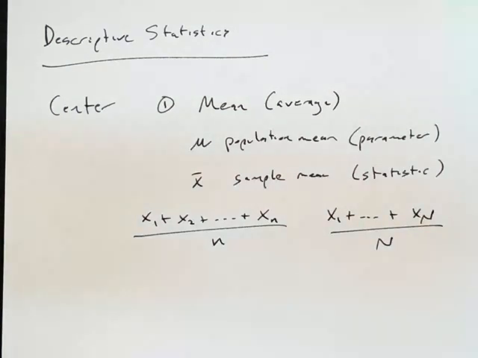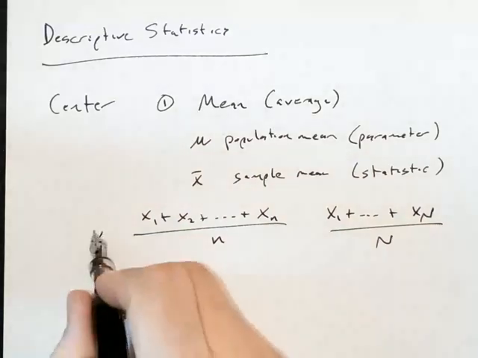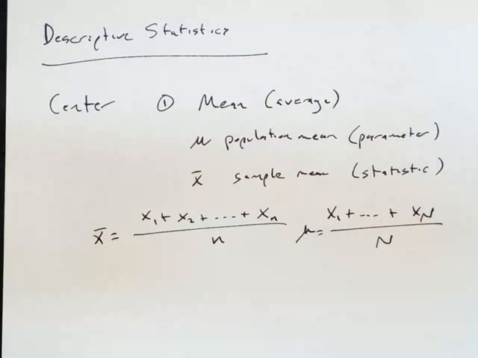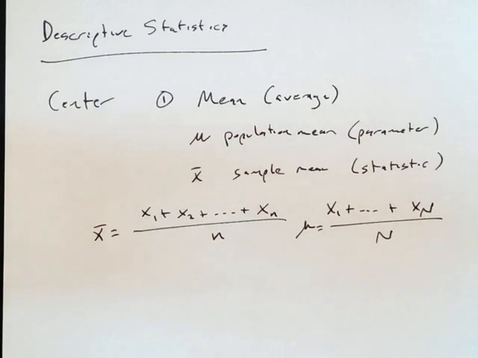X bar. The goal when I do surveys, for example, is to not vary very much. It turns out there's a really, really nice way to think of an average.